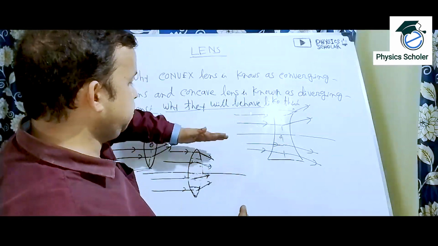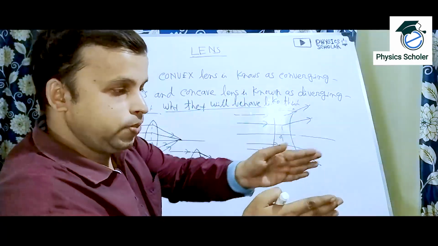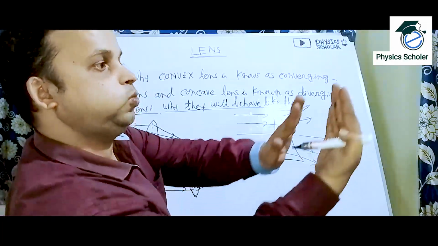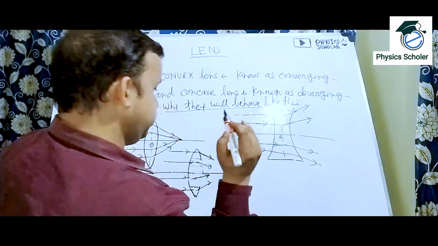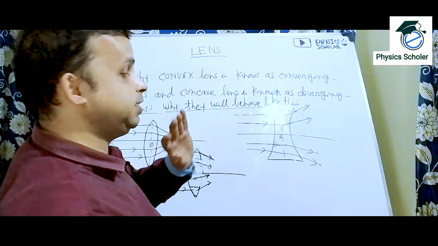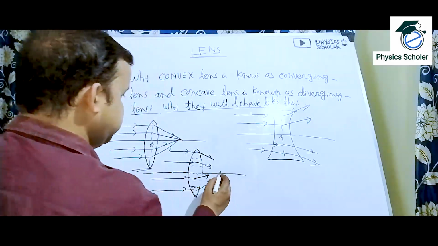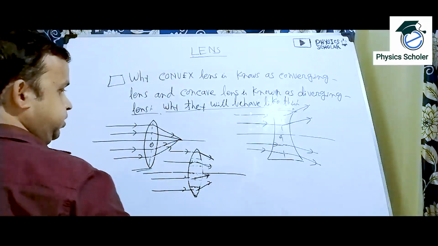So above the principal axis, the rays will move towards down, and below the principal axis, the rays will move towards up. So ultimately, they will meet at a point on the principal axis. That's why they are converging in nature. Clear? That is the reason they are converging in nature.